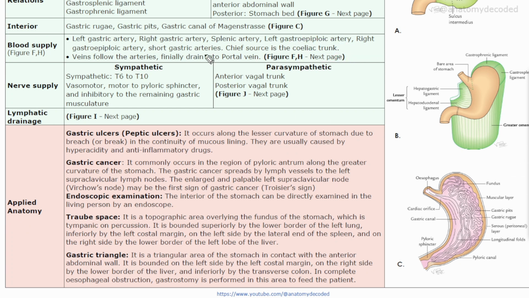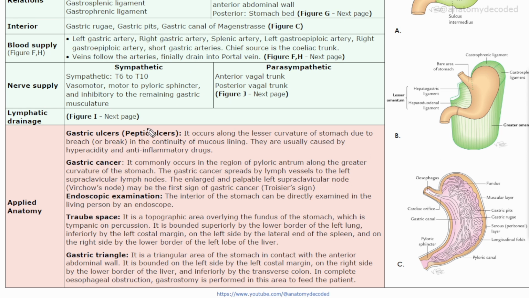Okay, veins, they follow the arteries but they drain into the portal vein. Okay, the nerve supply of the stomach: sympathetic nerve supply is T6 to T10 spinal segments, which is vasomotor. That means it will constrict the vessels. It is motor to the pyloric sphincter and inhibitory to the remaining gastric musculature. Okay, parasympathetic nerve supply is by the vagus nerve. There are two vagal trunks, anterior vagal trunk and posterior vagal trunk.